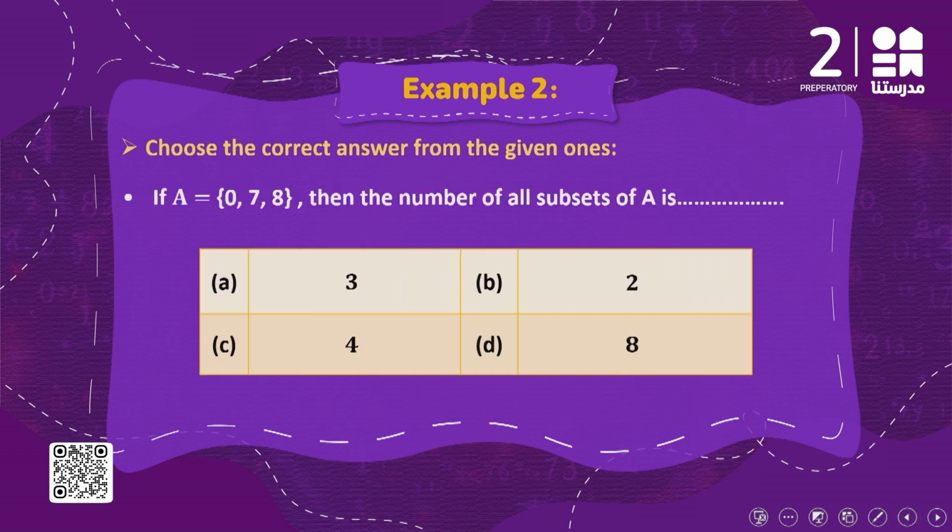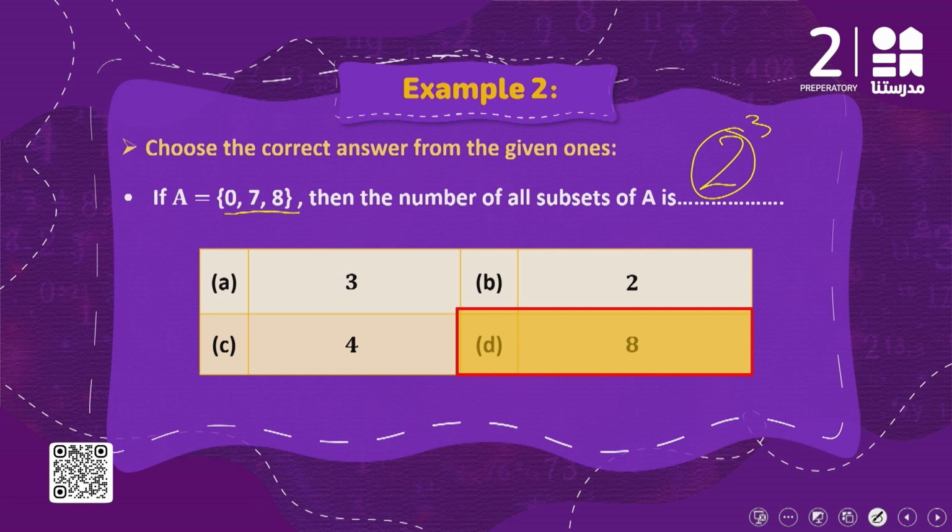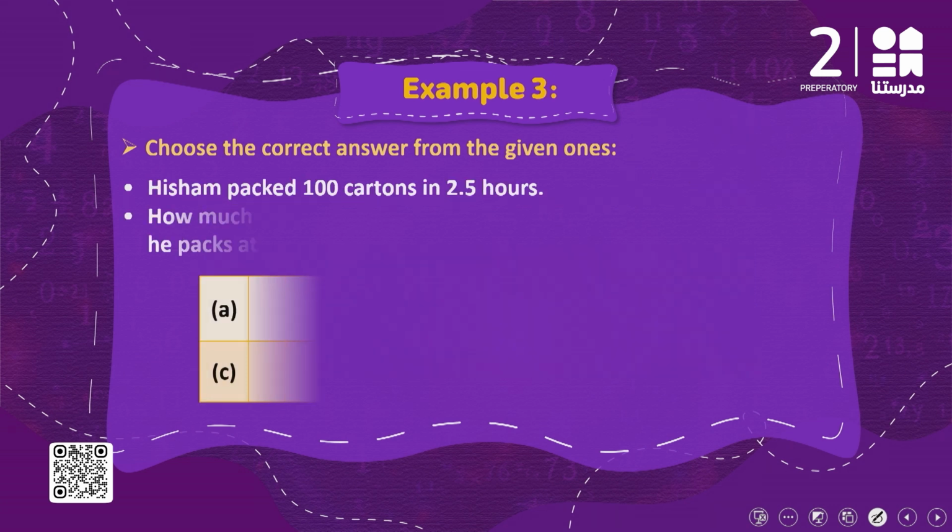If A equals {0, 7, 8}, then the number of all subsets of A is? Can you remember, if you have, for example, 3 values, as we said, there's a rule called 2 power 3. This 2 is a general value. This is normally 2 power n, n for the number of values in the set A, which is 3. 2 power 3 is 8.